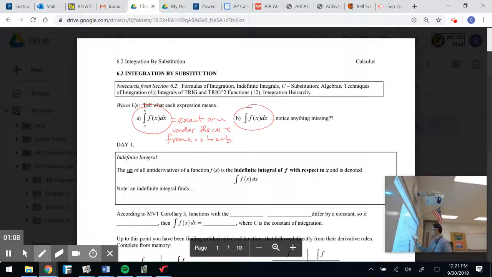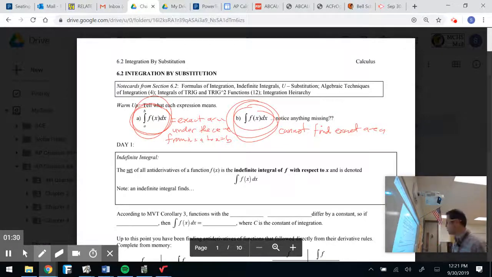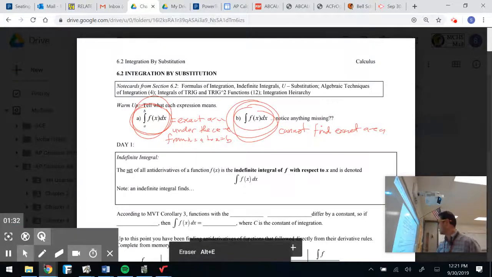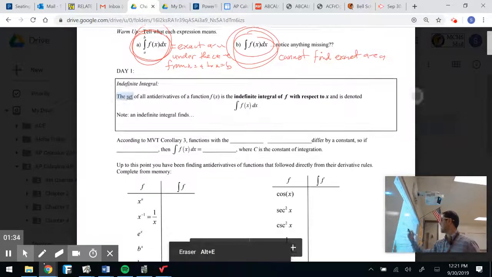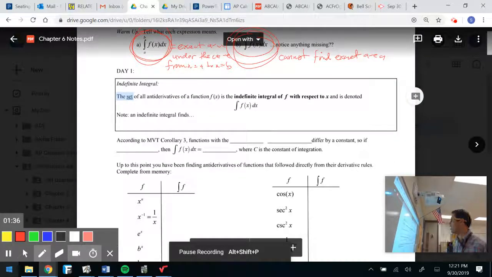Okay, now what if I get rid of that a and b and I don't have limits? That means we have no ends of integration. This means you cannot find the exact area. So it's important to always understand the difference between what we call a definite integral and an indefinite integral. A definite integral is when it's defined, and an indefinite integral is when it is not defined, okay? If you need a little bit of a reminder.